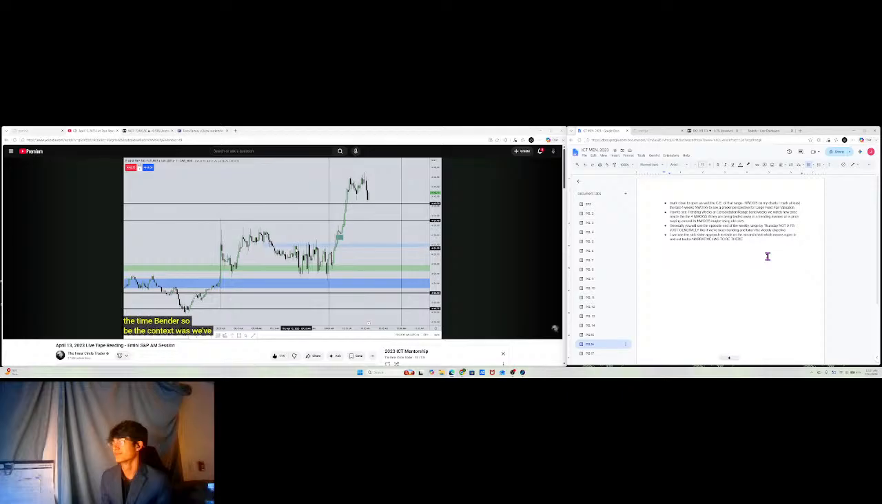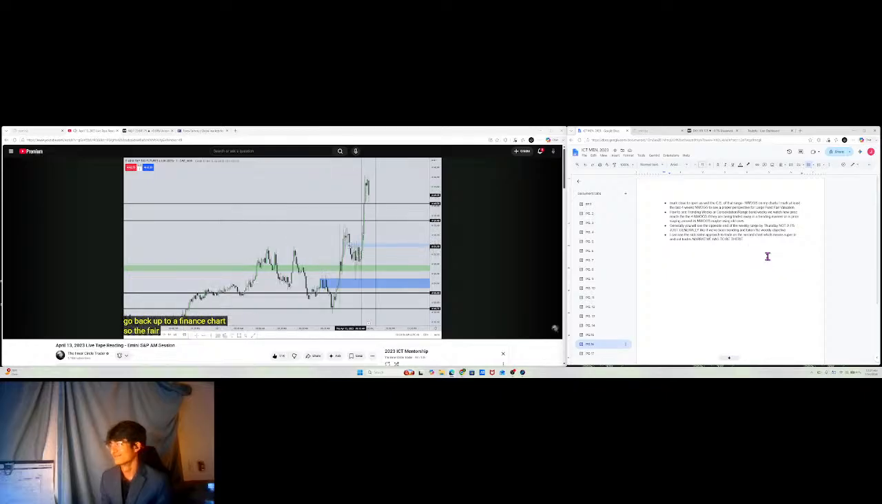So the context was we've already gone from this fair value gap over here. Let's go back up to a 5-minute chart. So the fair value gap here.